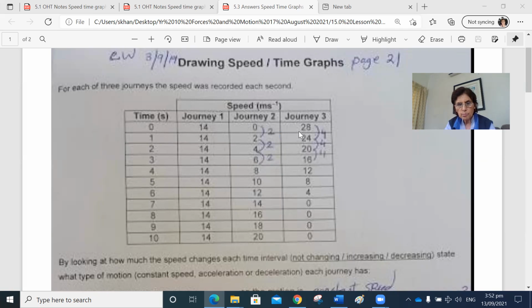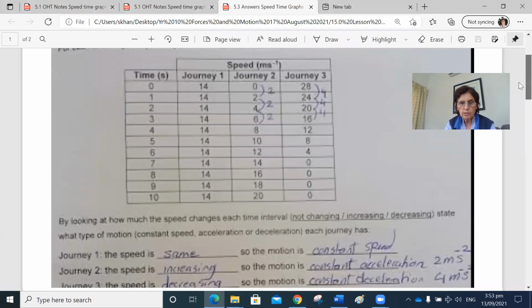Now let's look at motion 3. Initially the car was going at 28 meters per second, then speed becomes 24 meters per second, 20 meters per second, and so on. So how much does the speed decrease? By 4 meters per second, and again by 4 meters per second. So what we say is that in this motion, the speed of the car was decreasing, or it was decelerating. And what was the deceleration? Deceleration was 4 meters per second every second, or 4 meters per second square.